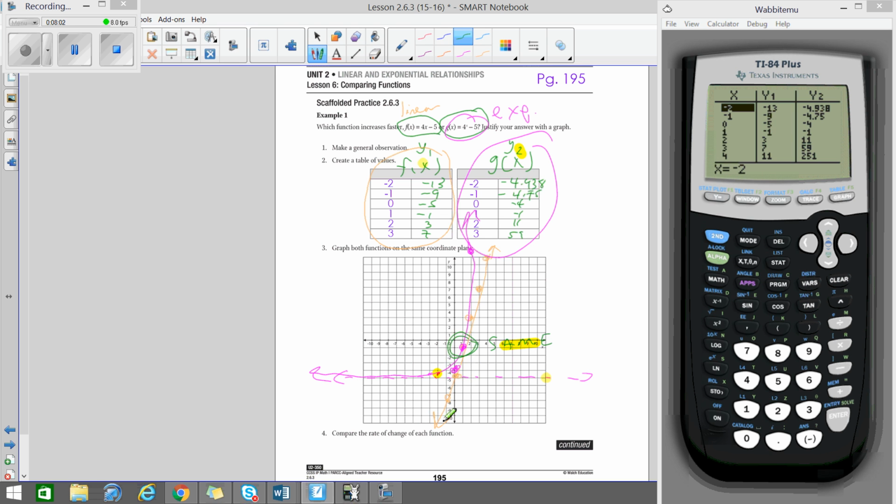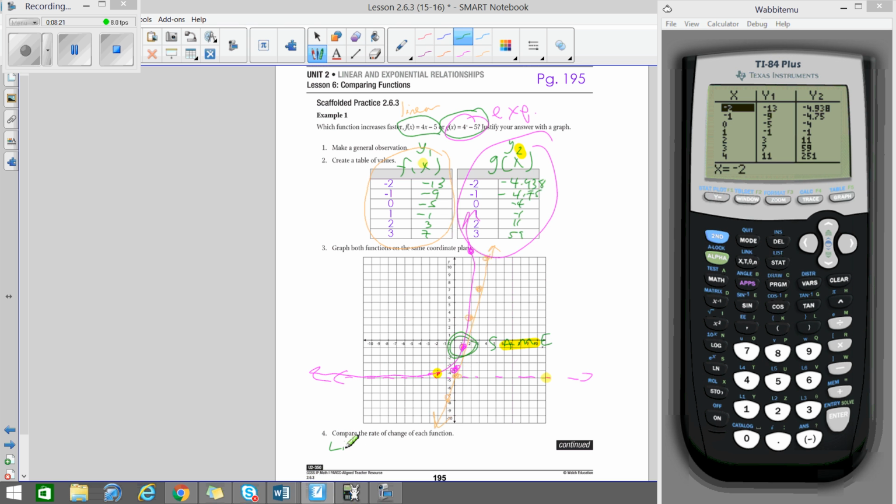And that's what we're doing today. We're going to figure out where they are the same. All right, because at that point where they're the same, one function went faster than the other. And then after they're the same, the other function is going to take its place and be the fastest growing function. So what we'd say is compare the rate of change.